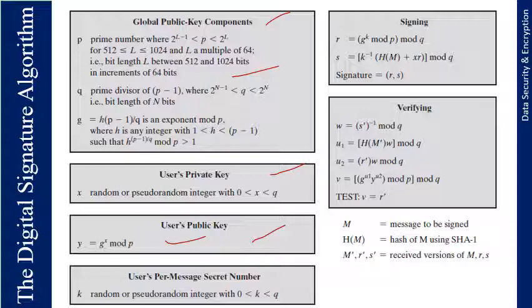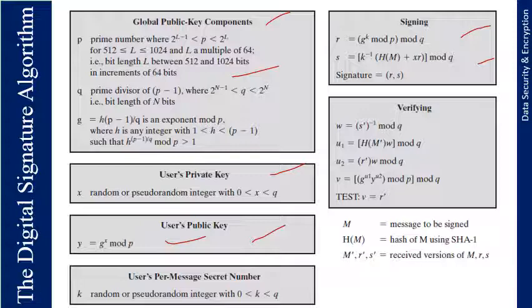So the signature of message M consists of the pair of numbers R and S, which are functions of the public key components p, q, g, the user's private key, the hash code of the message, and the additional integer k that should be generated randomly or pseudo-randomly and be unique in each signing. Therefore, M', R' and S' can be received versions of the message and the signature respectively.